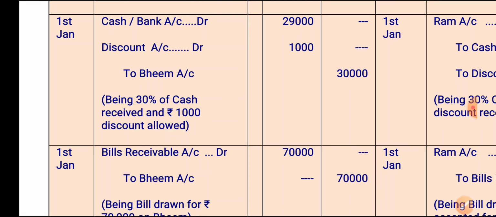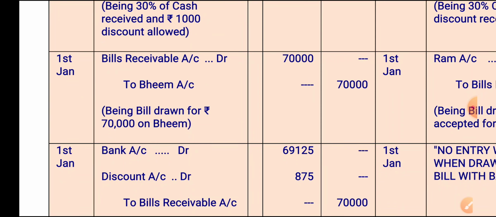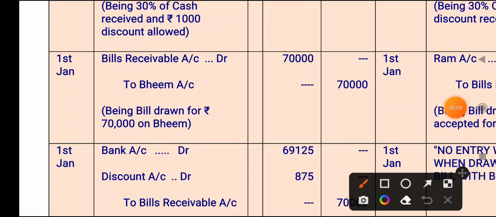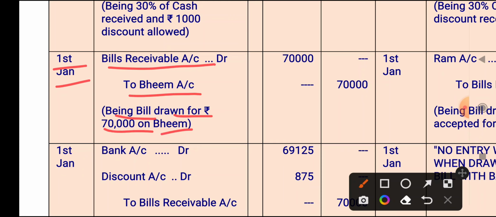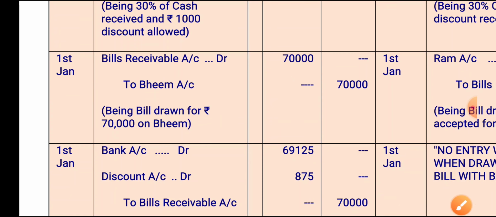For the balance, what did Ram do? Ram draws a bill on Beam for the balance amount on 1st January itself. Bills receivable for Ram. So bills receivable account debit to Beam account, being bill drawn for rupees 70,000 on Beam. 70,000 debit and credit. Okay, this is what we need to do.